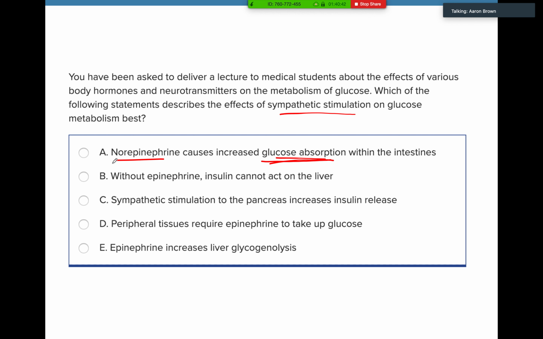I don't agree that norepinephrine is active at the intestines, and so I'm going to put a pin in this one. Maybe that's the answer, maybe not. Without epinephrine, insulin cannot act on the liver.